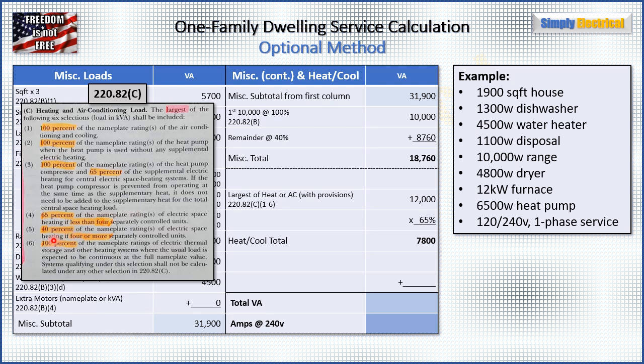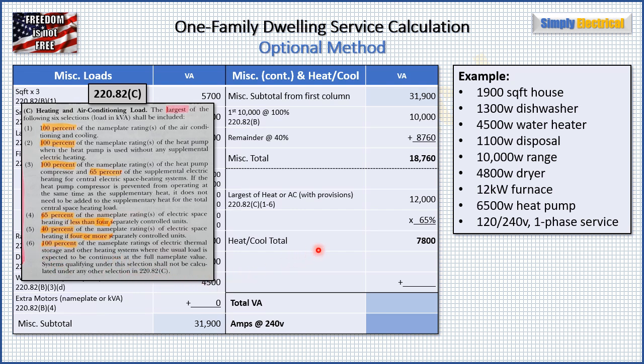And then lastly, number 6 says 100% of the nameplate ratings of electric thermal storage and other heating systems where the usual load is expected to be continuous at the full nameplate value. Systems qualifying under this section shall not be calculated under any other selection in 220.82c. So if you have a heating system that does not fall under 1, 2, 3, 4, or 5 and is usually going to be running at continuous full nameplate value, you've got to take it at 100%.